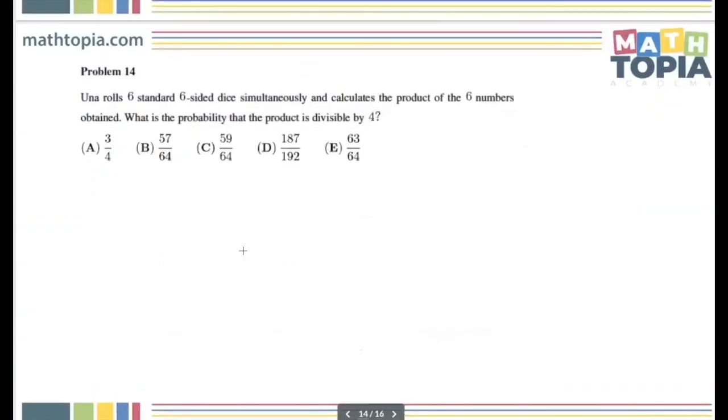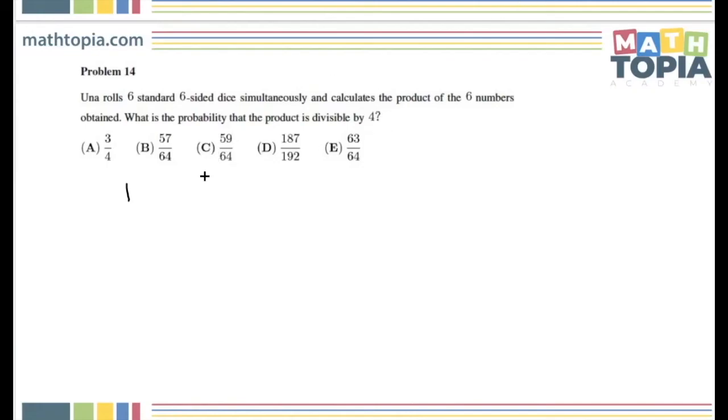All right, number 14. So we have Una. She rolls 6 standard 6-sided dice simultaneously and calculates the products of the 6 numbers. It's asking what is the probability that the product is divisible by 4, right? So for example, her rolling a 1 and a 3, those mean the exact same thing to her because neither of them contribute a factor of 2, right?